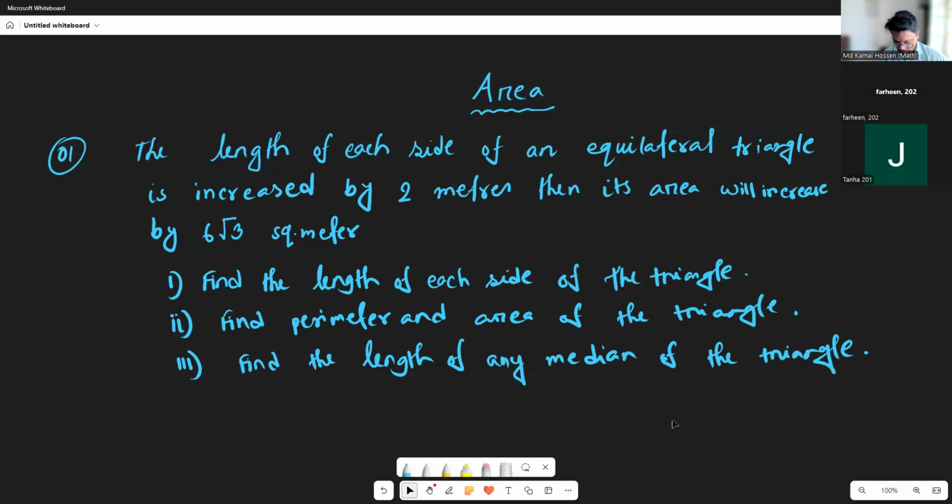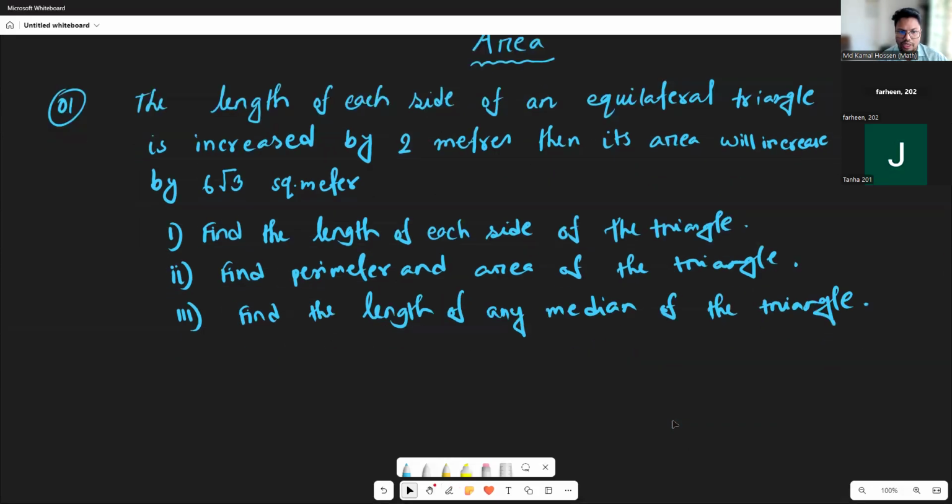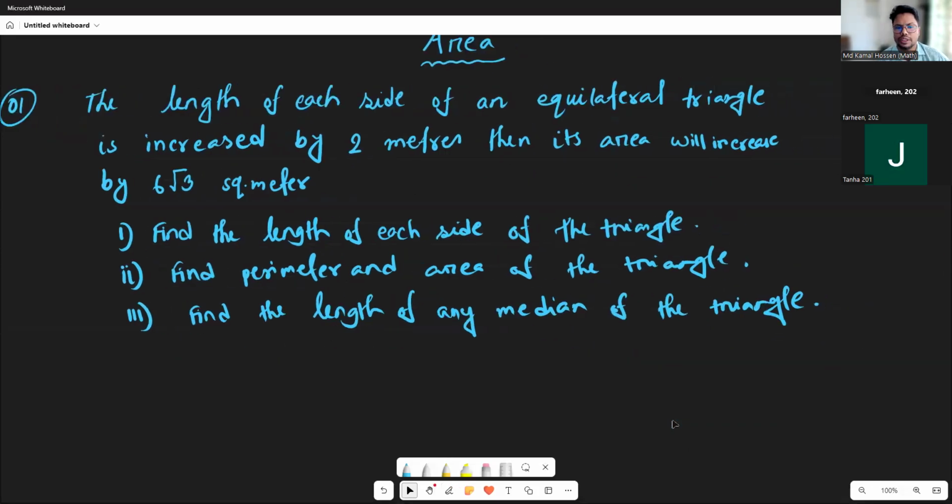From this statement, successively we have to answer these 3 questions. The condition is given: whenever side is increased, then area of the triangle will increase. Whenever side became reduced, then definitely area must be reduced. So by using this system successively, inshallah, we will start to solve the 3 questions.